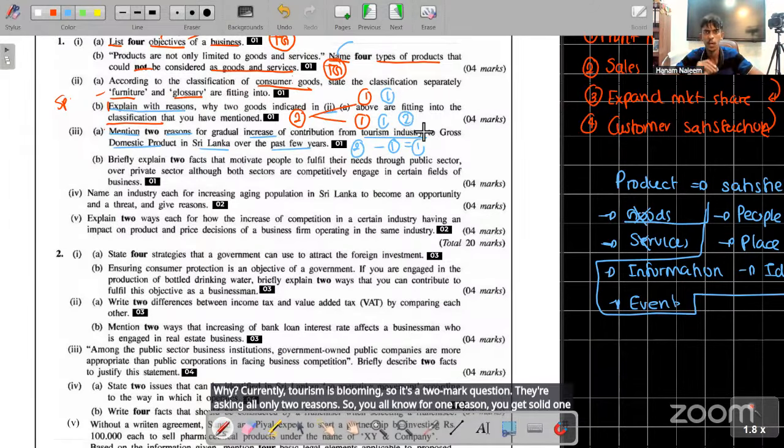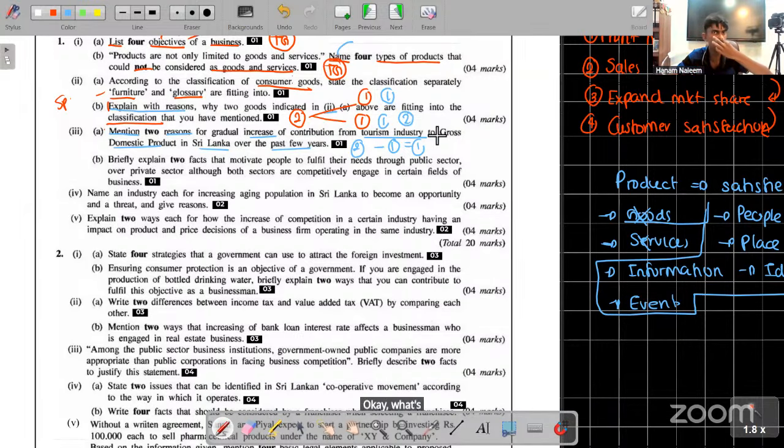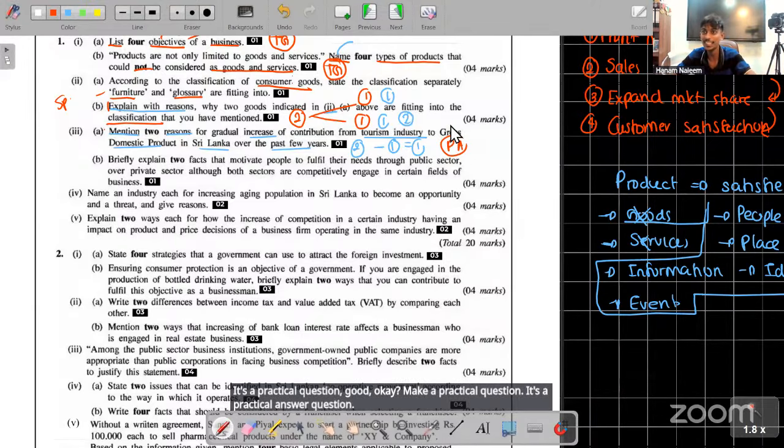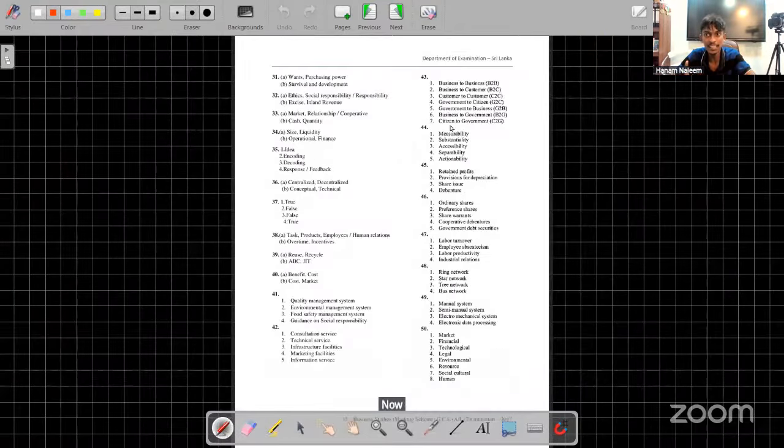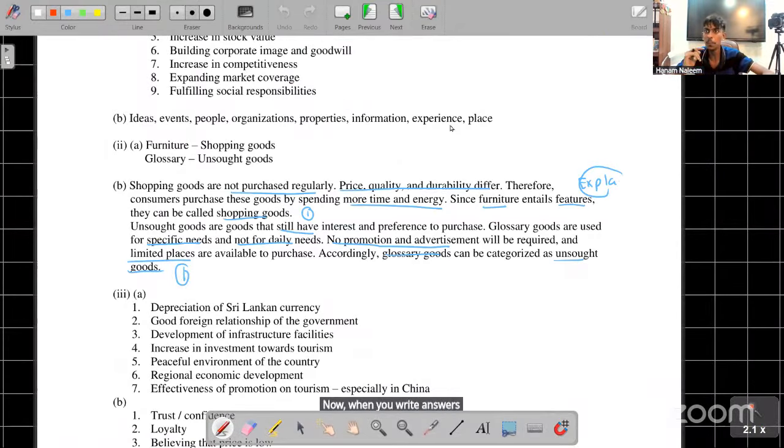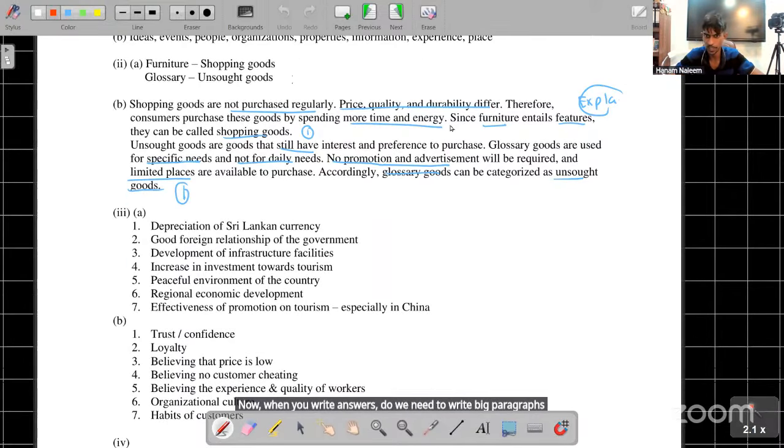Now be smart. For this type of question, okay, what's this type? Is it case study or teacher's guide or practical? What do you all say? It's a practical question. Good. It's a practical answer question because we didn't study like this in the teacher's guide. Now, careful. When you write answers, do we need to write big paragraphs or a one word answer? What do you all say?